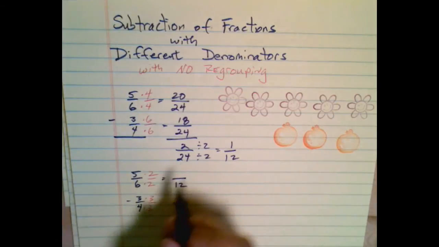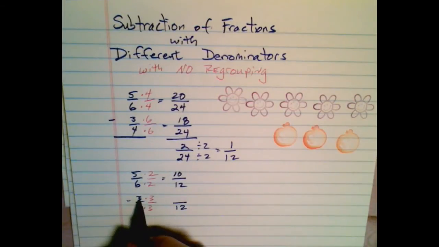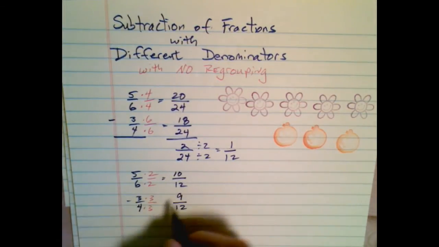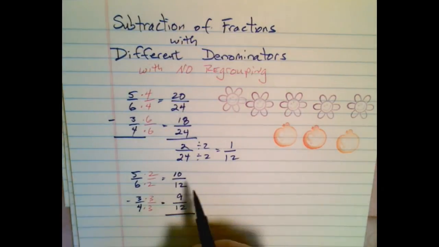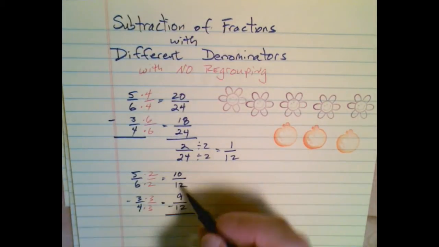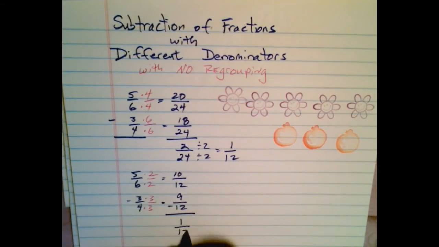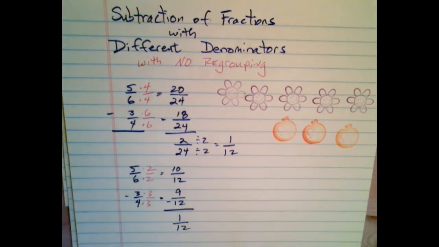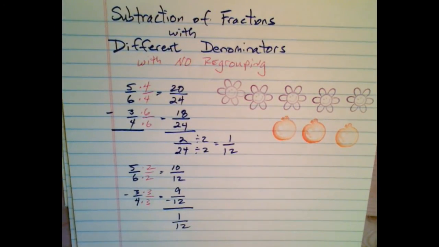So 5 times 2 is 10. 3 times 3 is 9. Now, 5/6 minus 3/4 is the same thing as 10/12 minus 9/12. 10 minus 9 is 1/12. There it is. Hope this helps.